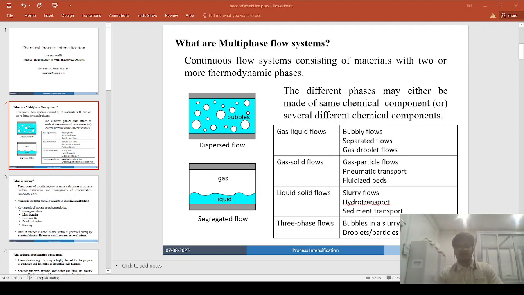So this is one of the examples for the gas liquid flow system, the absorption of gas in liquid phase to remove it from the gaseous mixture. Another example is the removal of carbon dioxide, nitrous oxide or hydrogen sulfide from polluted air into a given liquid solvent.